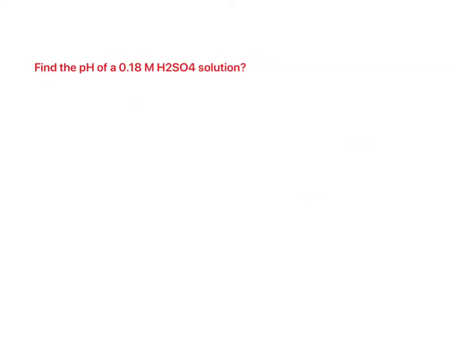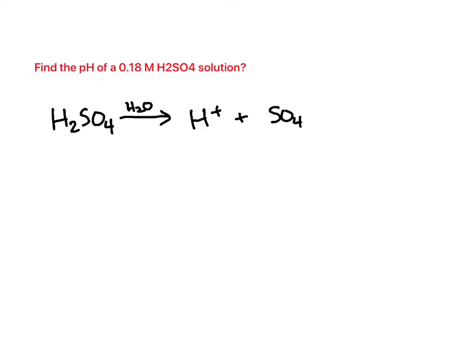All right, let's go on and do number 2. Find the pH of a 0.18 molar H2SO4 solution. So again, step 1 is always going to be to write an equation to show what's happening when this solute, H2SO4, is dissolved in water. So again, the ions are going to separate from one another here, and we're going to end up with hydrogen ions. Remember that Arrhenius definition that tells us an acid is something that increases the concentration of hydrogen ion in water.